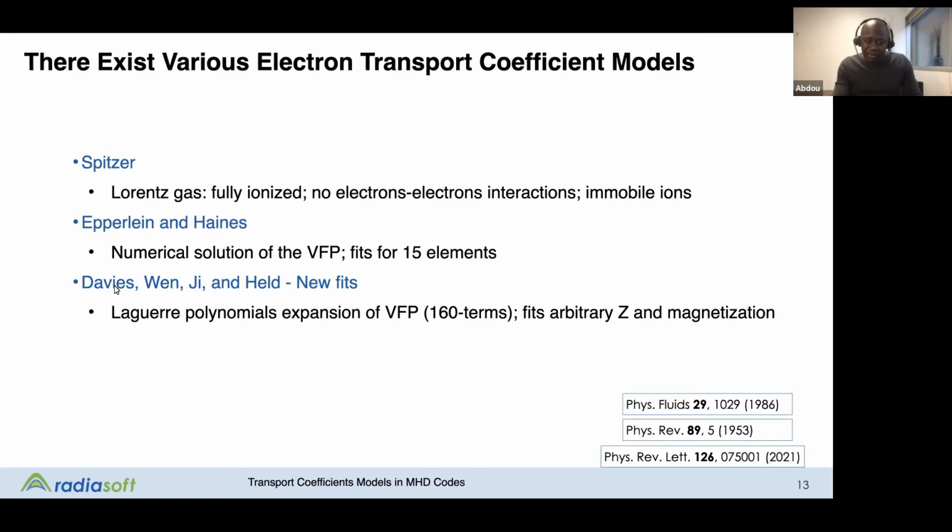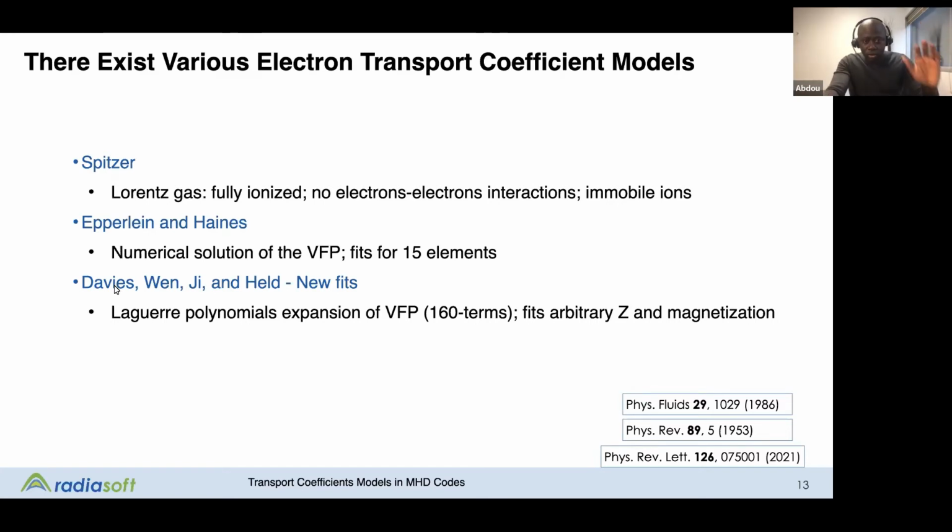Now, what they did was something very nice. You've probably heard of the Braginskii model. Braginskii also used a Laguerre expansion of the velocity distribution function in the Vlasov-Fokker-Planck equation, but it just stopped at the first term of the approximation. So Braginskii's results are not quite accurate, and the Braginskii model was for a single atomic number.